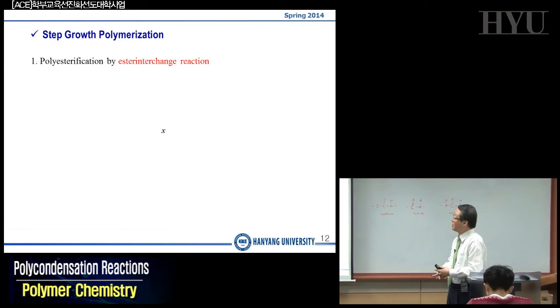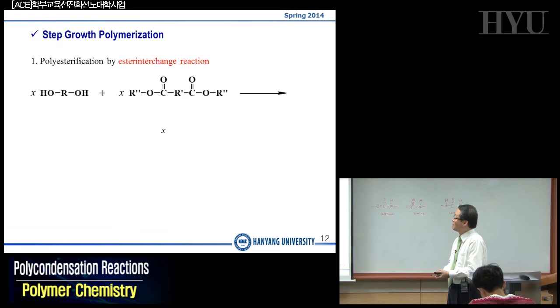In polycondensation reactions, we have a very typical reaction called esterification, so that you can form polyester, or amidation, polyamide, or you can form, with isocyanate, the polyurethanes, addition reactions, and so on. So I will describe what those reactions are. You can form polyester by ester interchange reactions. Perhaps you know polyester, but perhaps the ester interchange reaction is not quite common for your understanding.